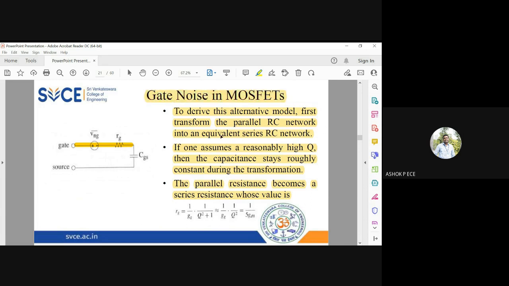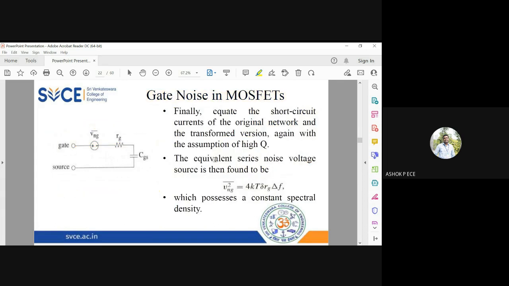We just want to know that there are two sources of noise in a MOSFET. One is the drain current noise and one is the gate noise. And we have seen the model for gate noise. So I think that should be sufficient for you.